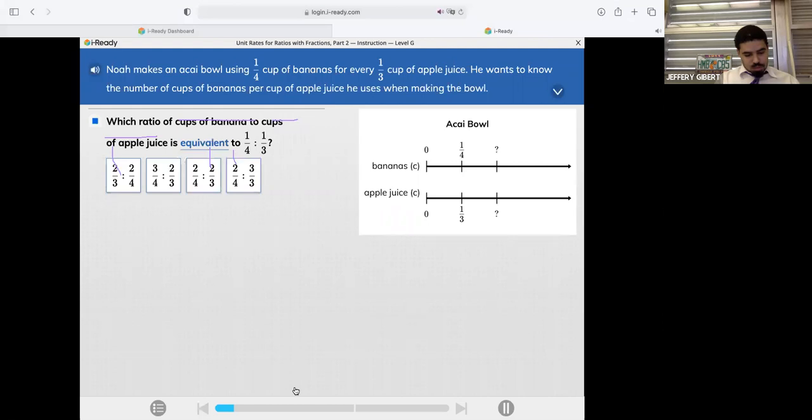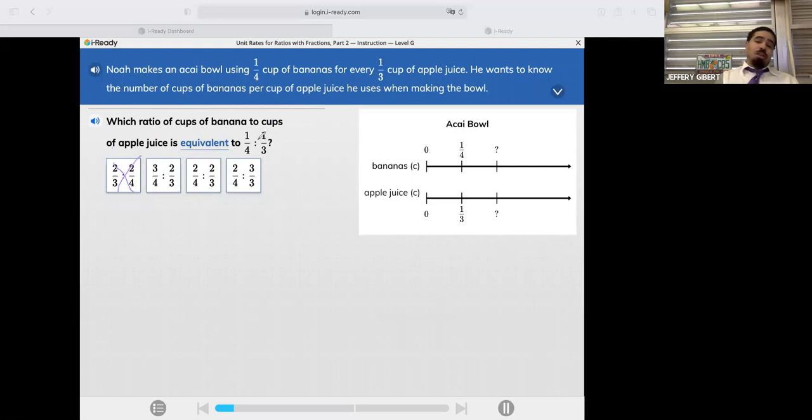Which ratio of cups of banana to cups of apple juice is equivalent to 1/4 to 1/3? All right, so on this one, the denominators need to be the same. So it needs to be 4 and 3. So this one's wrong because it's 3 and 4.